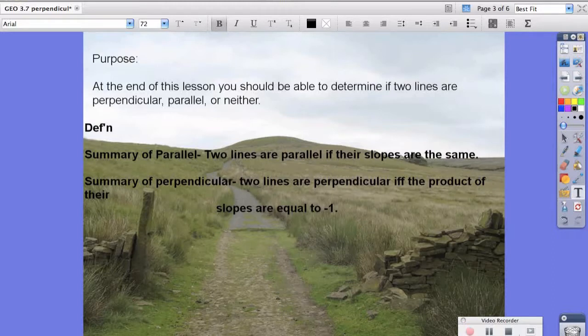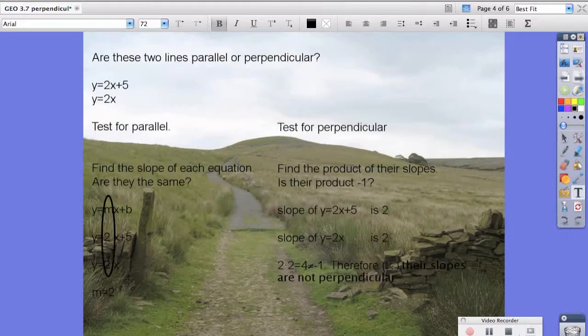Parallel lines, if you don't already know, are lines that never touch. And the way we determine if lines are parallel is if their slopes are the same, or equal. So what we'd want to do is look at the two equations in question, look at their slopes. If they're the same, they're parallel. To determine if it's perpendicular, we actually take the product of their slopes, and that should be equal to -1. So let's practice on a couple.